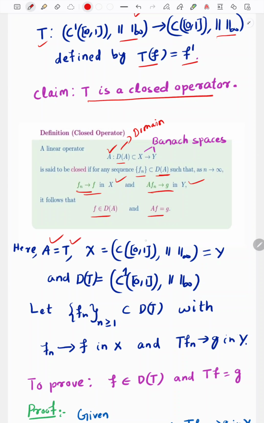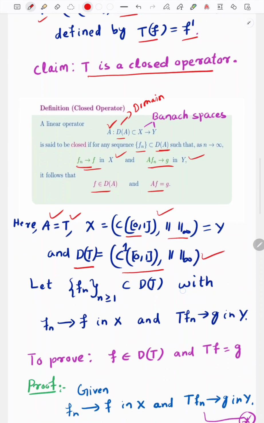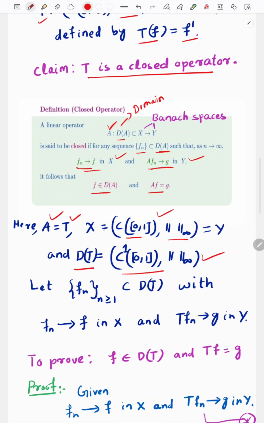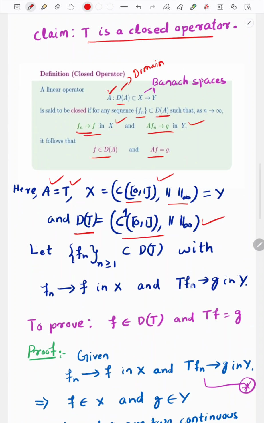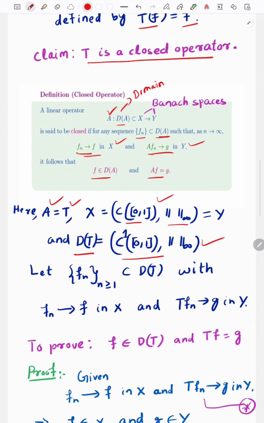means this one. I have already told that the continuous function space associated with the supremum norm is a Banach space, but C1 is not a Banach space. Therefore our D(T) is the C1 space, C1 associated with the supremum norm. It is the domain of T, okay, and clearly D(T) is a subset of X, okay. So to show the operator T is a closed operator, we have to take what?